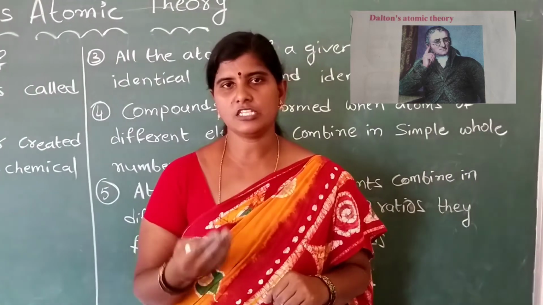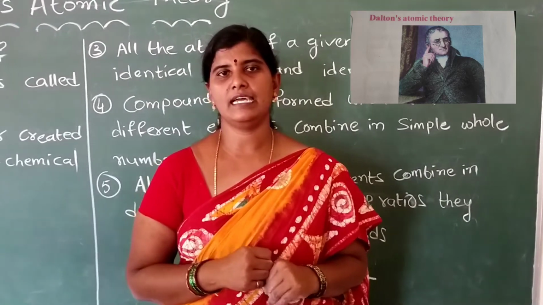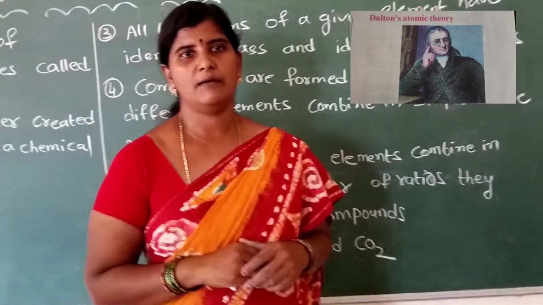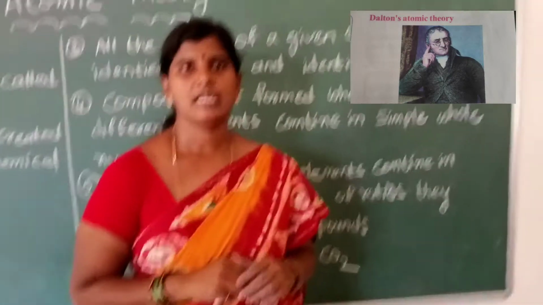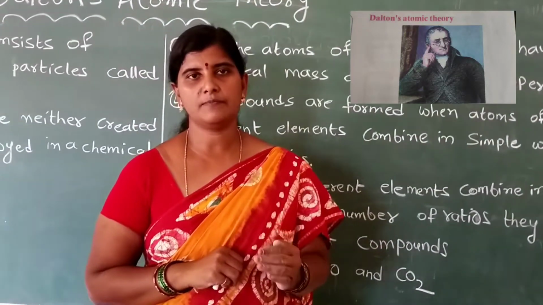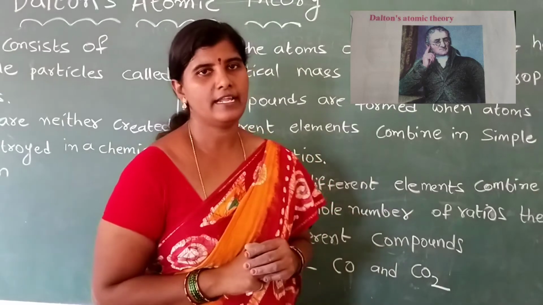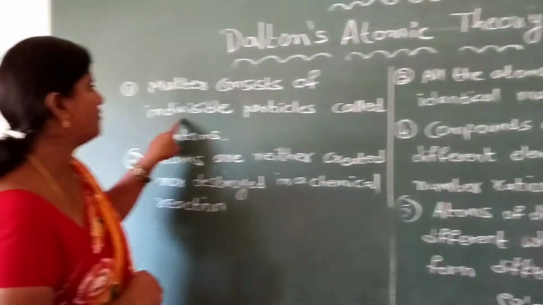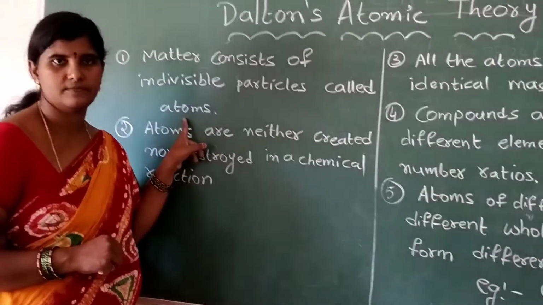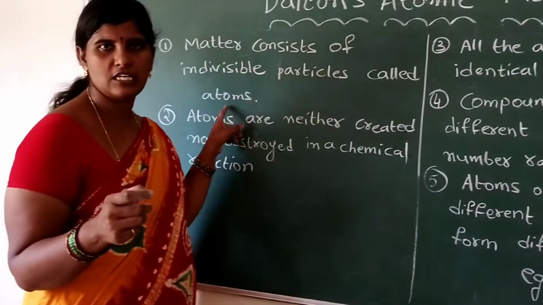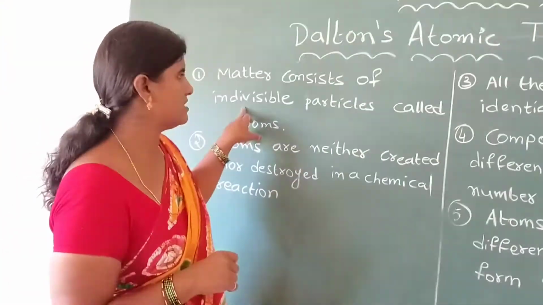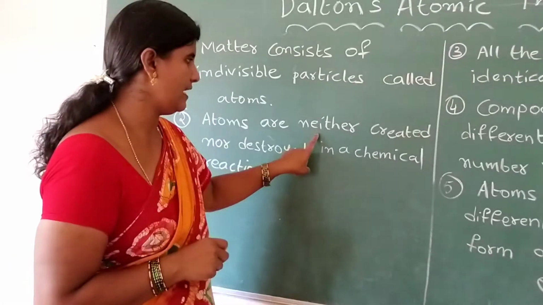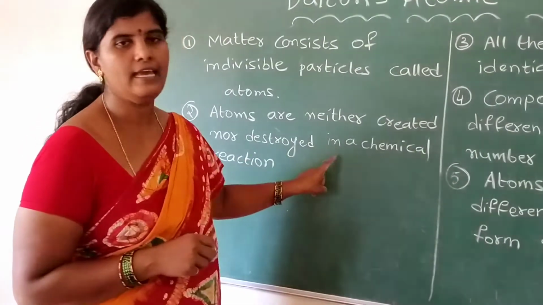Okay, so based on this proposal, we can consider the postulates of Dalton's atomic theory. What we call postulates means assumptions. So we can observe the postulates of Dalton's atomic theory. What is the first one? Matter consists of indivisible particles called atoms. All of you know, matter consists of particles. They are indivisible. And the second point: atoms are neither created nor destroyed in a chemical reaction.